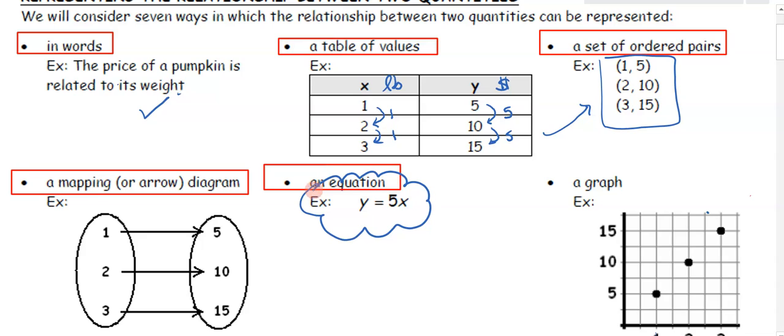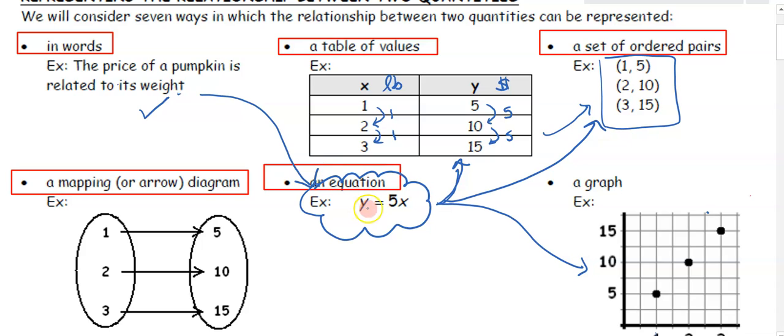The equation shows the relationship and can generate this table of values or these ordered pairs. This equation generates my graph, right? The equation is derived from those words. So the cost of a pumpkin is equal to 5 times the weight of the pumpkin. And by using the equation, I can talk about all possible inputs and outputs, right?